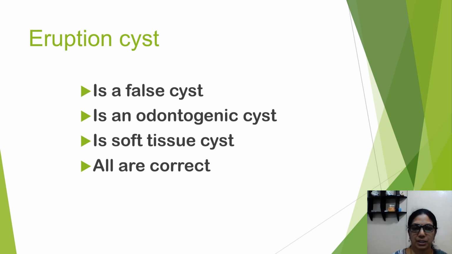Next question is about the eruption cyst. Regarding the eruption cyst, is it a false cyst, an odontogenic cyst, a soft tissue cyst, or are all correct? As we discussed, it is a soft tissue cyst. It is an odontogenic cyst, present within the alveolar arch and occurring before the eruption of the tooth. It is also a false cyst, as it does not have an epithelial lining. So the answer is all are correct regarding the eruption cyst.